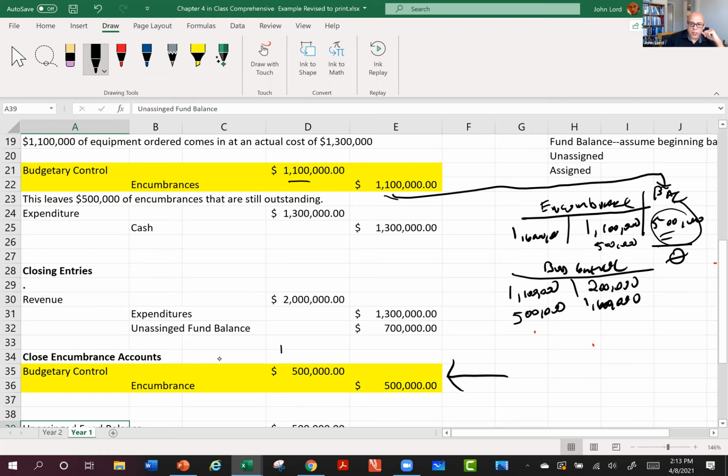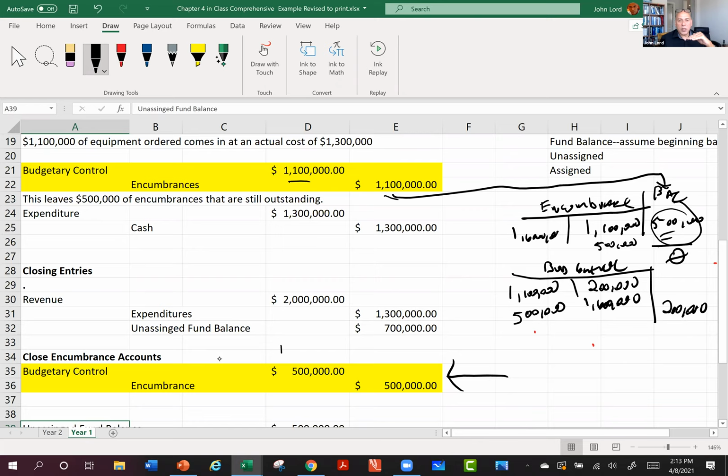So we have zeroed out the encumbrance, and right now Budgetary Control has how much left in it? 1,600,000 is all that's left there now? I mean, excuse me, not 1,000,000. 200,000? 200,000, thank you. Is all that's left there now? Right? Okay, good.